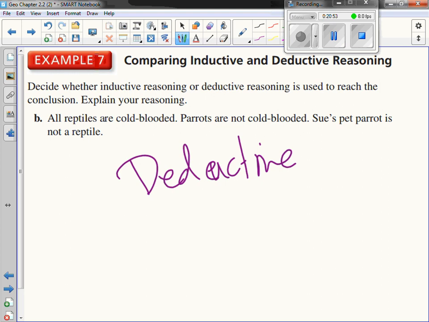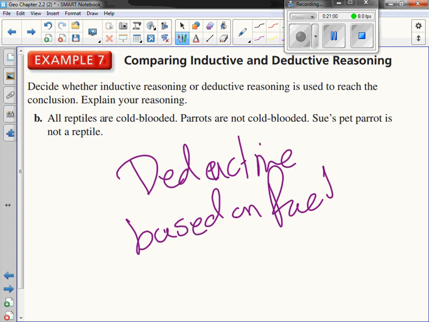this is deductive. Why? It's based on facts. It's deductive because it's based off facts. That all reptiles are cold-blooded. That is a fact. Parrots are not cold-blooded. That is just a fact, yes? Since we're using facts, it's deductive.